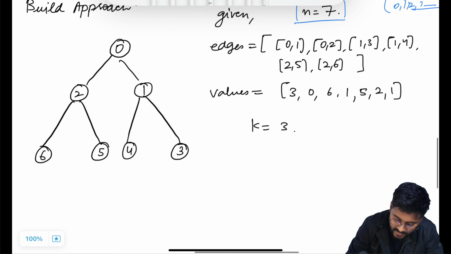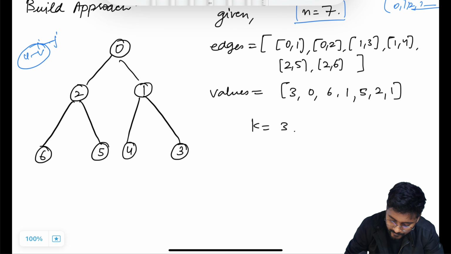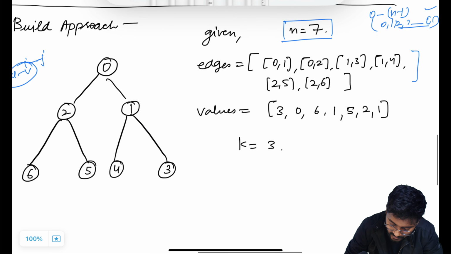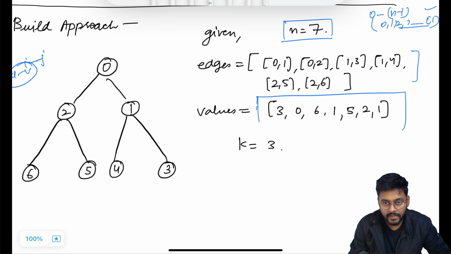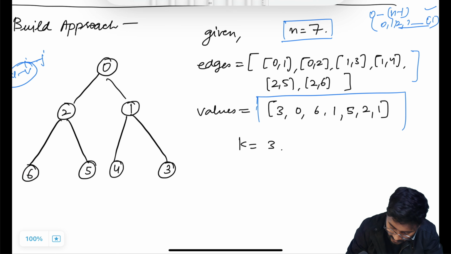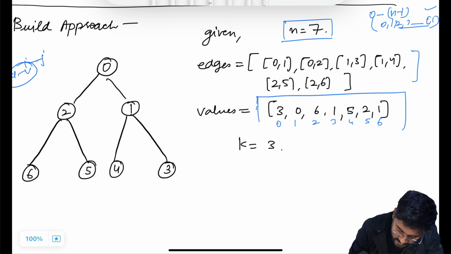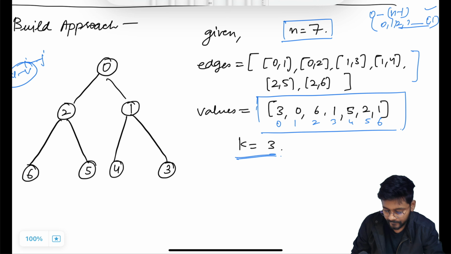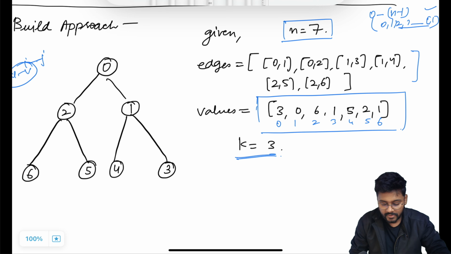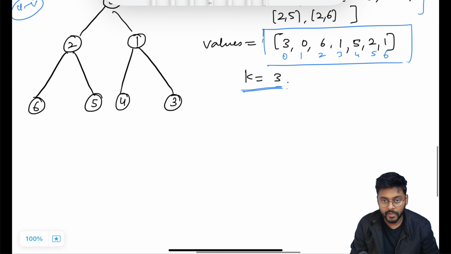And these are the edges from the ith node to the jth node, or you can say u to v. These are the edges, these are the nodes, and these are the values of the nodes from index 0 to n minus 1. These are the values given to us, and this is k. We have to find the k-divisible components.